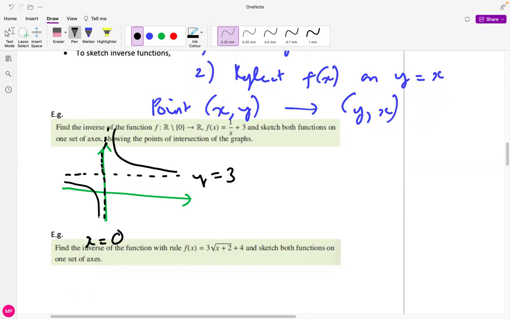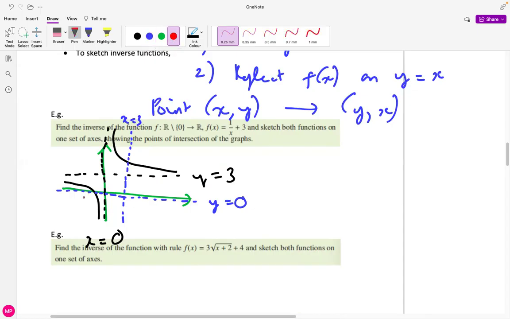Okay. Now they want to sketch the inverse. So to sketch the inverse, x equals 0 will become y equals 0. So the y equals 0 will be here. Okay, and y equals 3 will become x equals 3. So x equals 3 will be here. So these are the new asymptotes of the inverse graph.